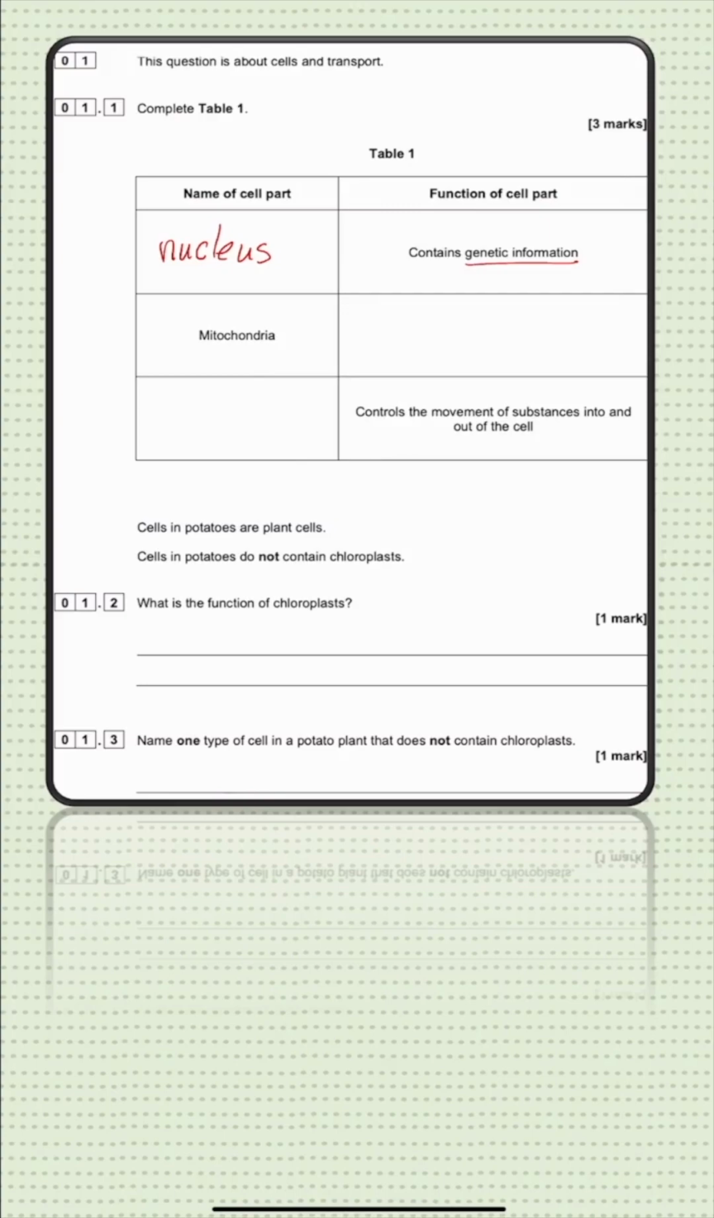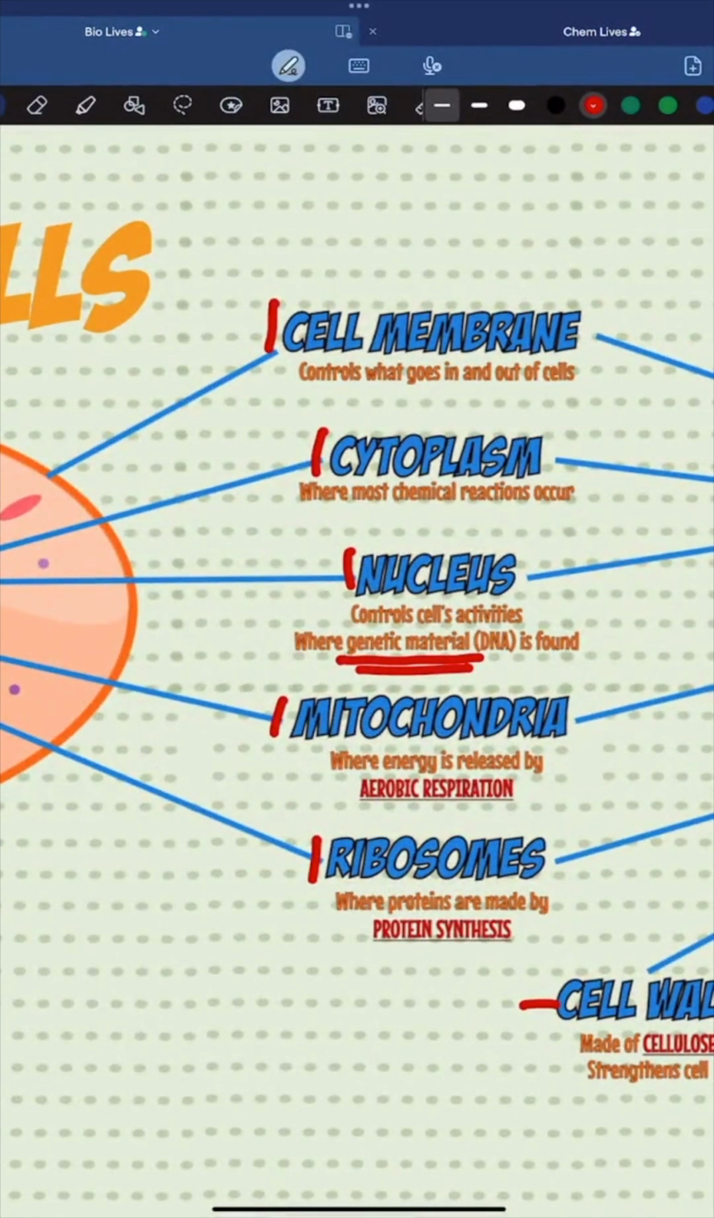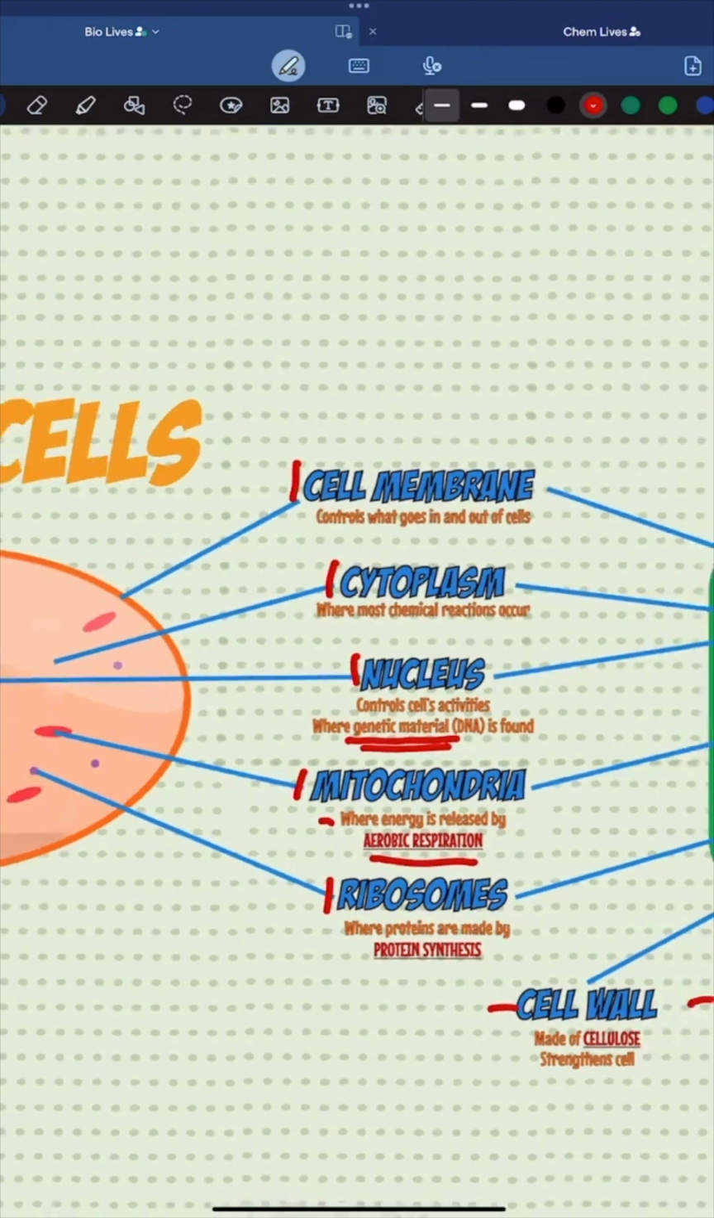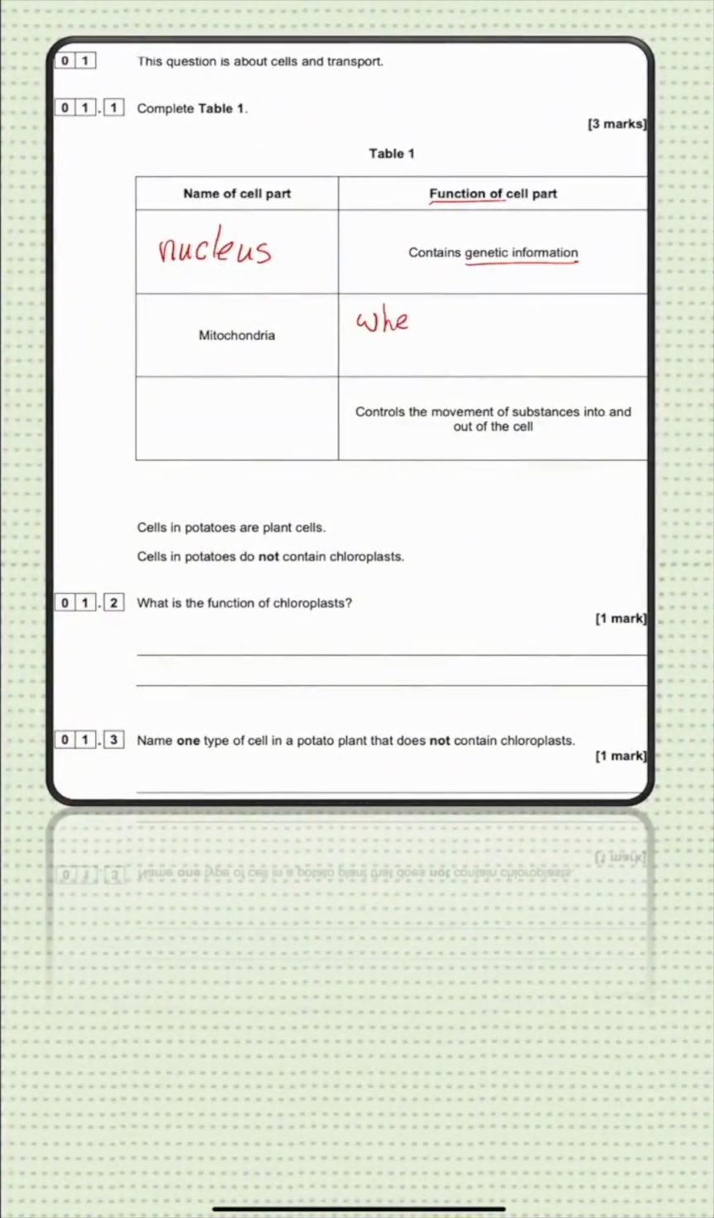Second one, mitochondria. What does the mitochondria do? What's the function of a mitochondria? Site of respiration, aerobic respiration, even more accurate. Yes, it is. So back at our notes, mitochondria is where energy is released by aerobic respiration. So I think that's good enough to get you a mark. We can say where aerobic respiration occurs.